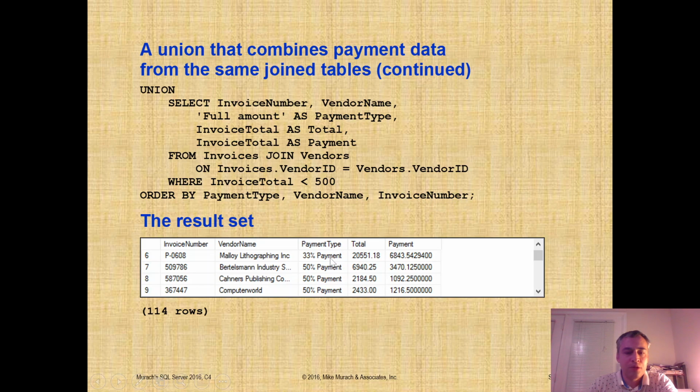Payment type was 33%, so it's actually, we see a snippet of this table starting from row 6. Payment type was 33% because the total was large. Here payment type begins with 50% because totals were much smaller. And then we are, in this case, calculating 33% payment, and in the other cases 50% payments. So this is the result set.